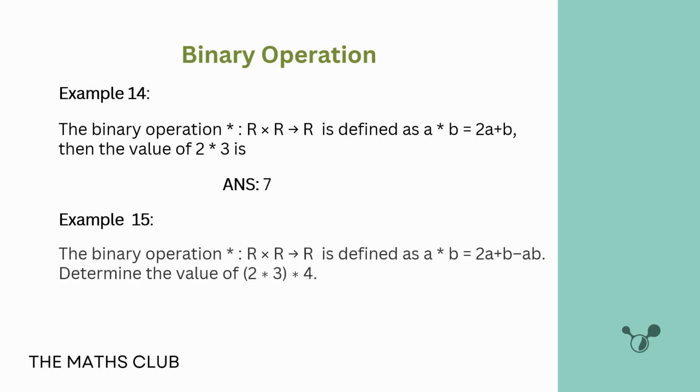Now this example says that the binary operation star, such that a real number operating on a real number produces a real number, is defined as A star B is equal to 2A plus B minus AB. Determine the value of 2 star 3 in brackets, star 4. I want you to pause the video and try this out yourself. Welcome back. Let's solve it together.